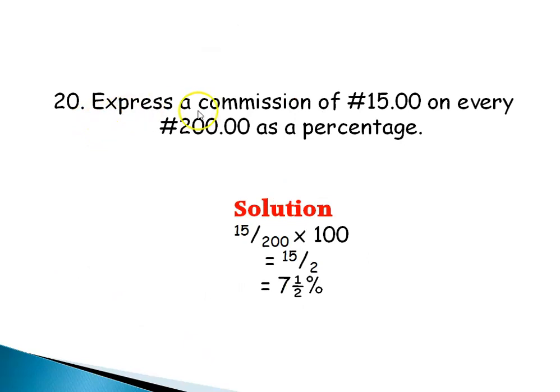Question 20. Express a commission of 15 naira on every 200 naira as a percentage. So I'll just say 15 naira over 200 naira times 100. 100 here 1, 100 here 2. 15 divided by 2. And that is 7 whole number 1 over 2%. So this is expressing 15 naira as a percentage of 200 naira.